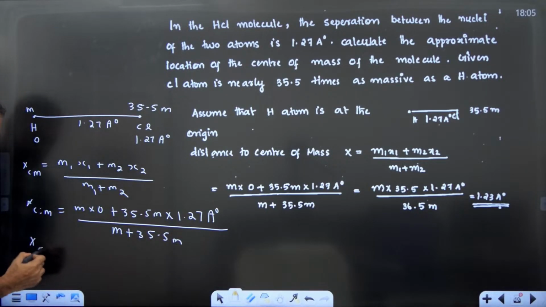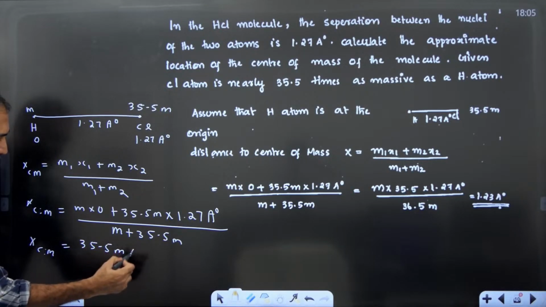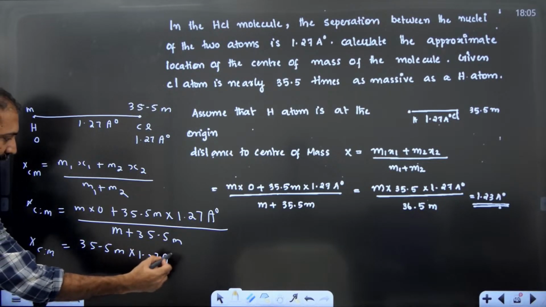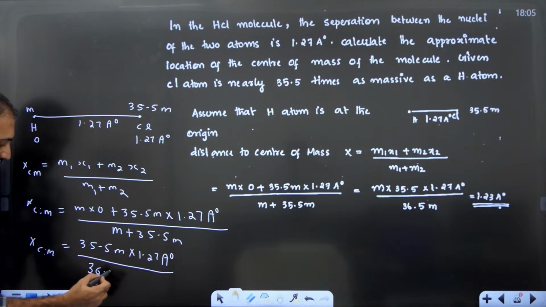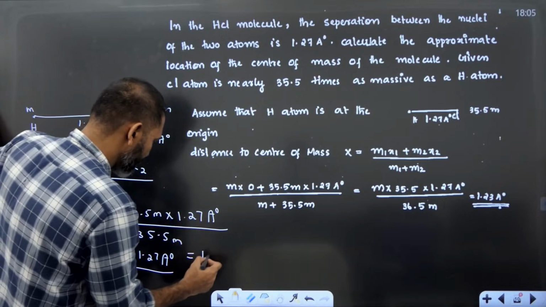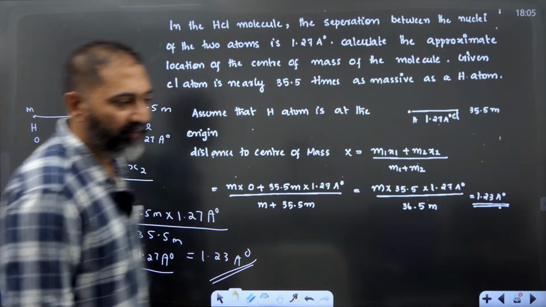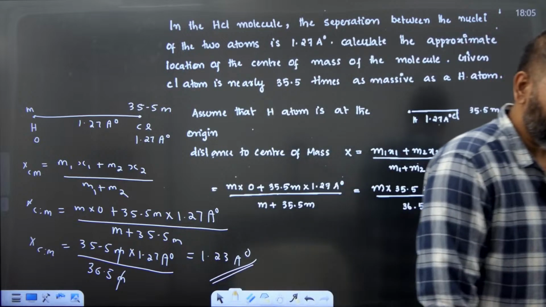So what is the position of the center of mass? 35.5 m into 1.27 angstrom divided by 36.5 m. If you solve that, your answer will be 1.23 angstrom. This was done before, right? Any doubt?